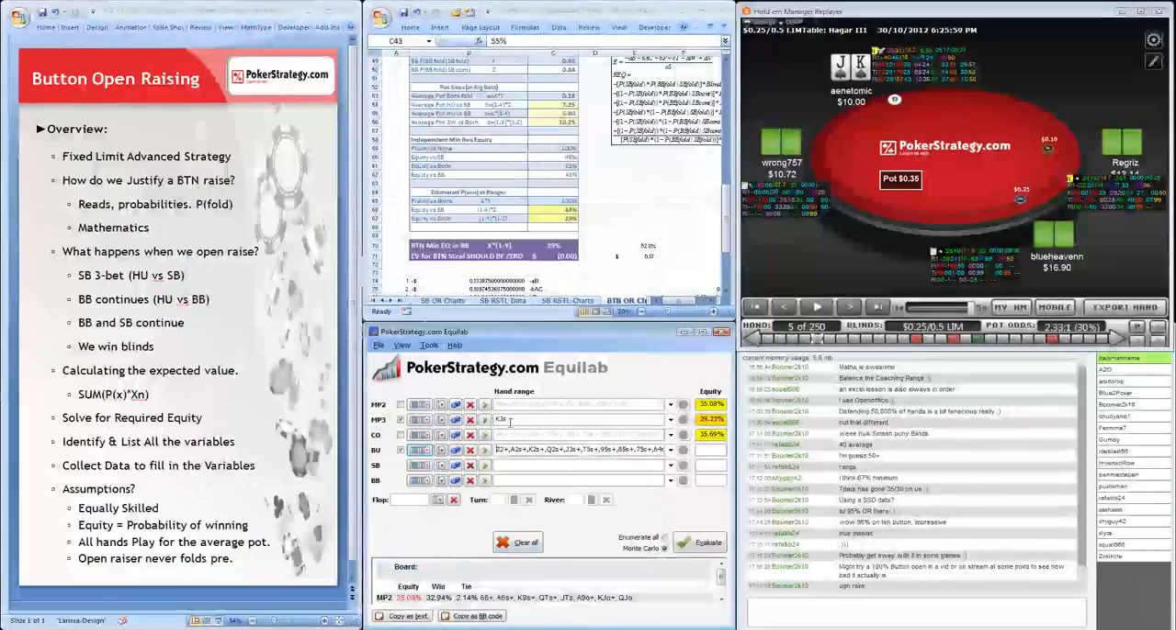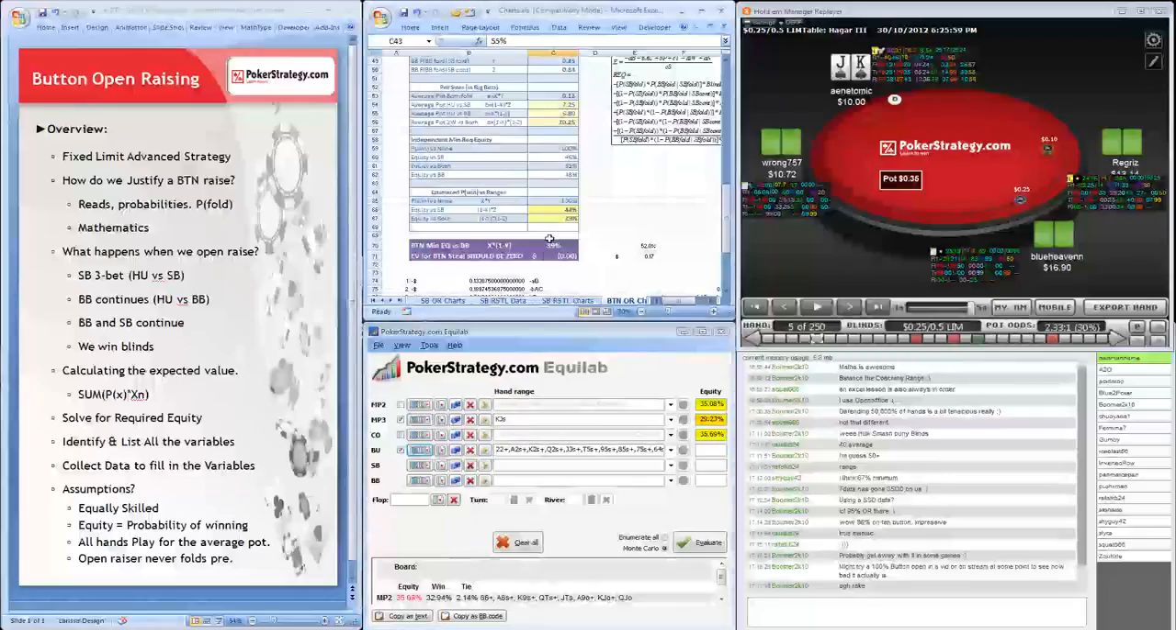So the last thing we do, in order to figure out if we have a profitable raise, is to see if we have the minimum equity. And in this case, we're crushing, right? King Jack suited is such a clear raise, it's not even close. Let's look at something much more marginal. Let's say we have 7-6 suited, or even 7-6 offsuit. That's probably a better one.